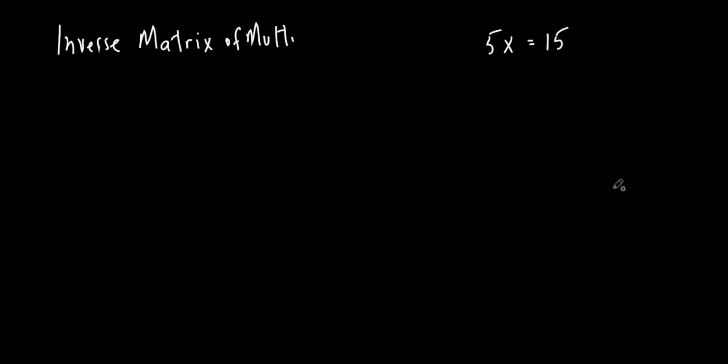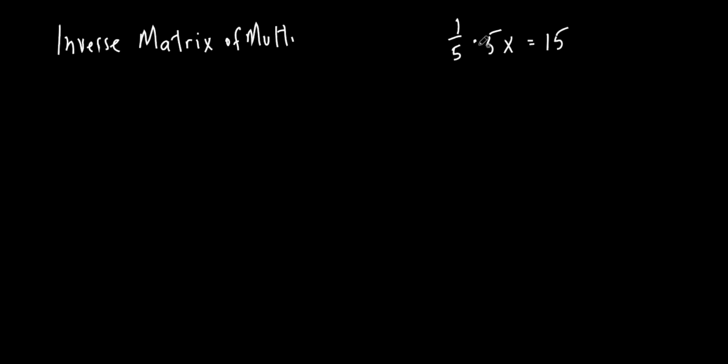Super basic algebra equation. How would I get x by itself? What would I do here? Divide it by 5, okay? Let's say we didn't want to divide it by 5. We want to multiply it by something. I could still do that, couldn't I? What would I multiply this by in order to get rid of the 5? A 1/5. Everybody see that?